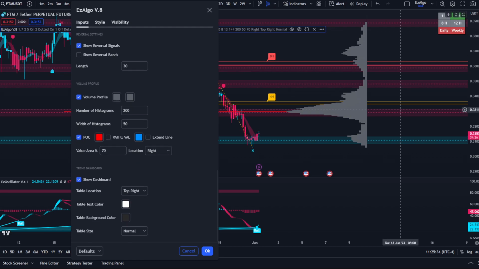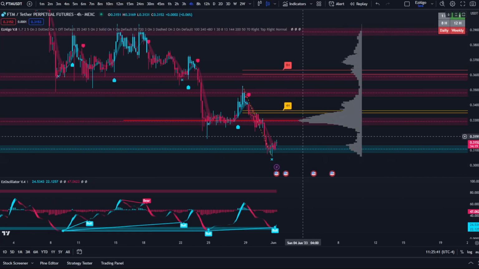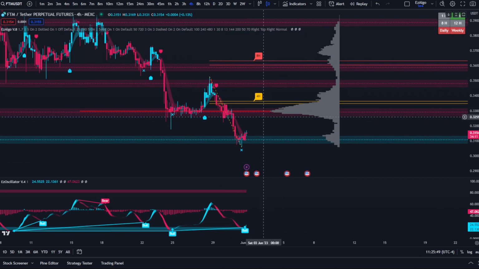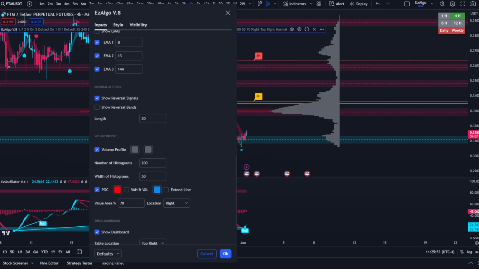All right, next we have the volume profile. So our volume profile is a fixed range volume profile. So it has a certain look back period where price has been trading on any given time frame, and it displays where the point of control is, as well as the volume area highs and lows.